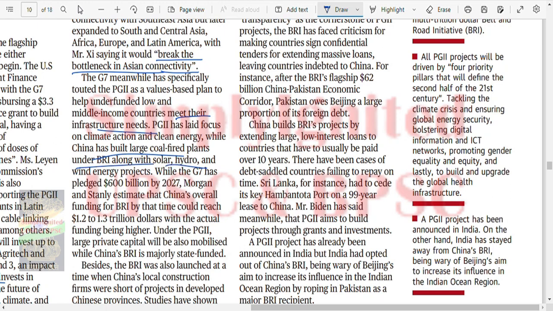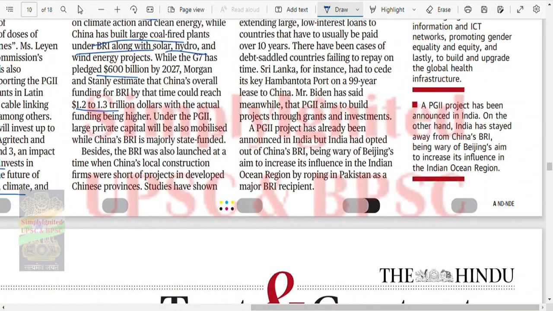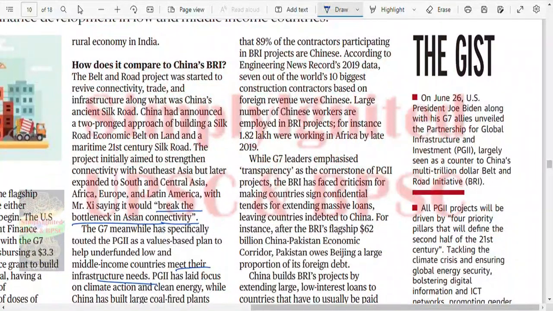While G7 has placed 600 billion, Morgan Stanley estimates China's overall funding to be 1.2 to 1.3 trillion dollars, with actual funding being higher. Under the PGII, large private capital will also be mobilized. China's BRI is majorly state-funded. Besides, BRI was also launched at a time when China's local construction firms were short of projects. Okay, studies have shown that 89% of contractor participation in BRI are Chinese.